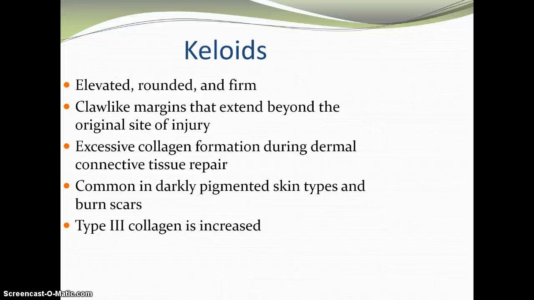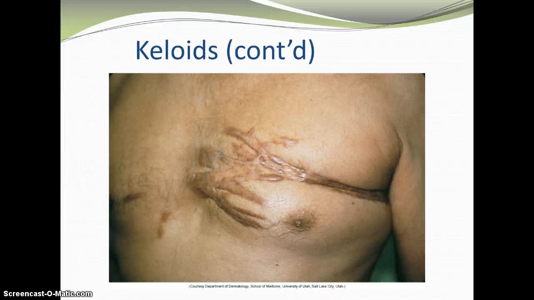Now, keloids. These are usually some kind of formation that has developed during tissue repair. It leaves some type of a scarring. We usually see this more in your dark skins, as well as from patients that have had burns. So these keloids kind of look like this that you will see, kind of almost like a claw-like formation, and it's just an abnormality due to scarring from the healing process.